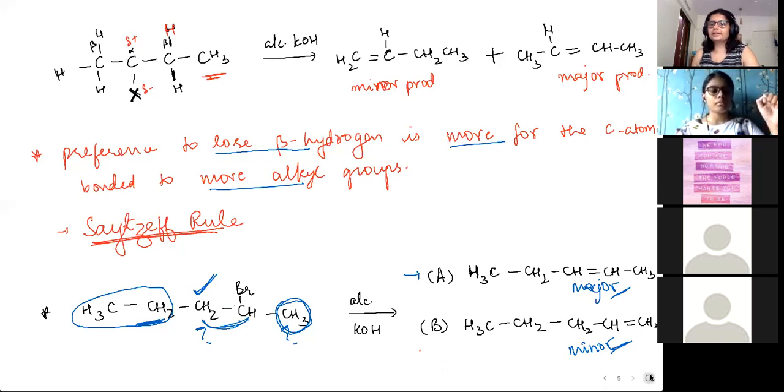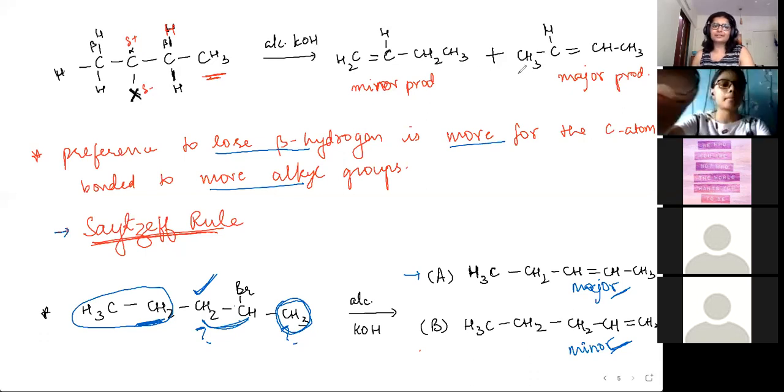So ma'am, are there any other characteristics to Saytzeff's rule? Like preference to lose a beta hydrogen is more for the carbon atom bonded with more alkyl groups. That I got, but anything else beside that? No. Saytzeff's rule is just a solution to this problem, like how do you figure out what logic does this follow? That's all there is. Okay. Got it.